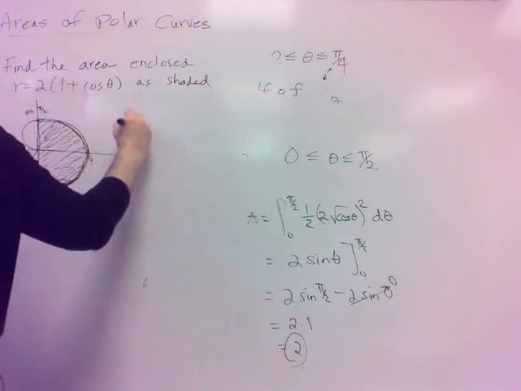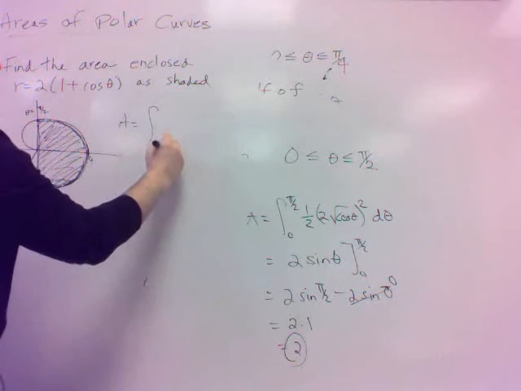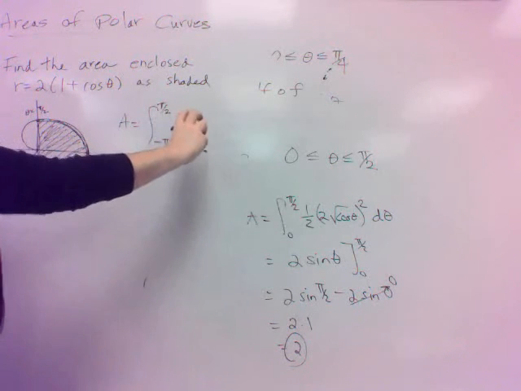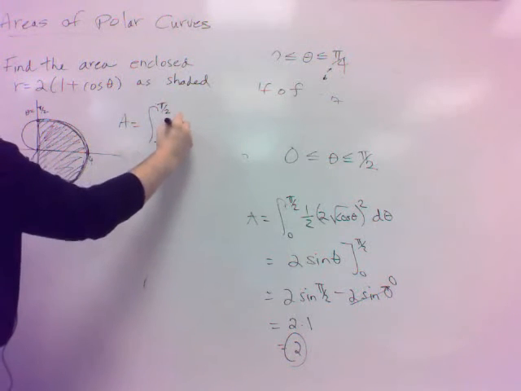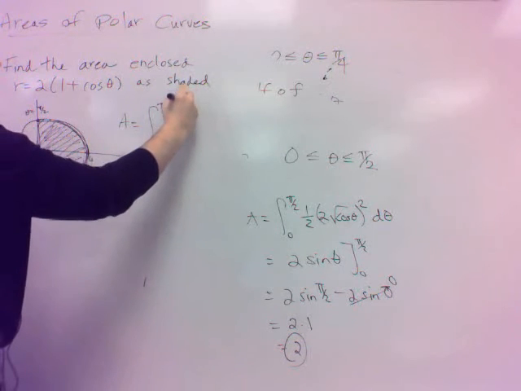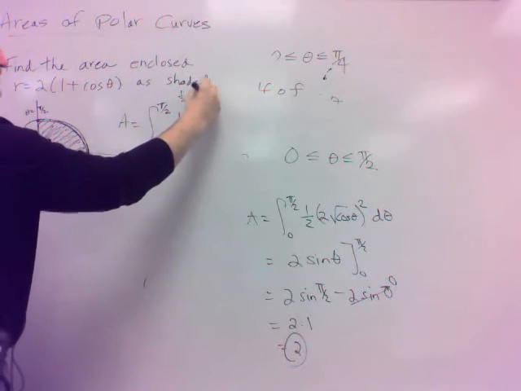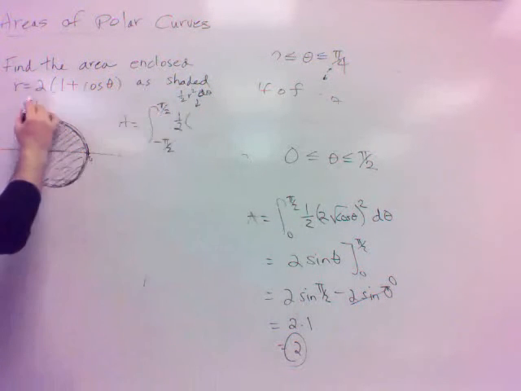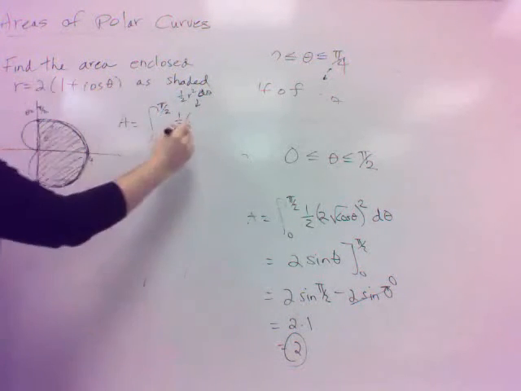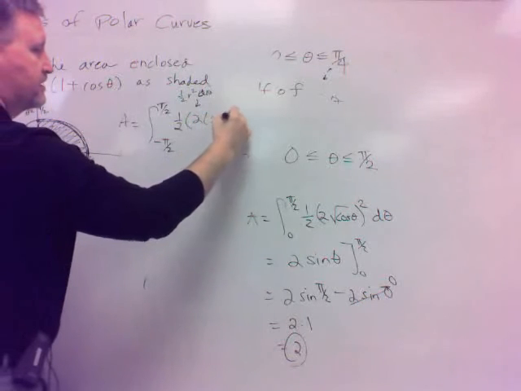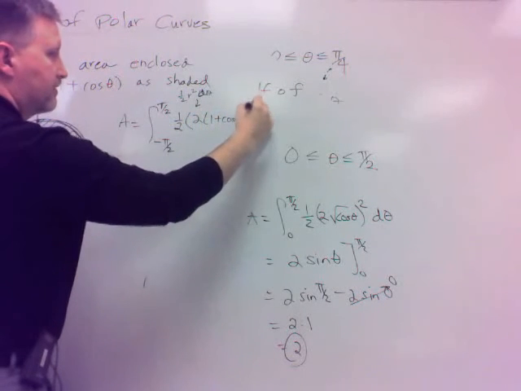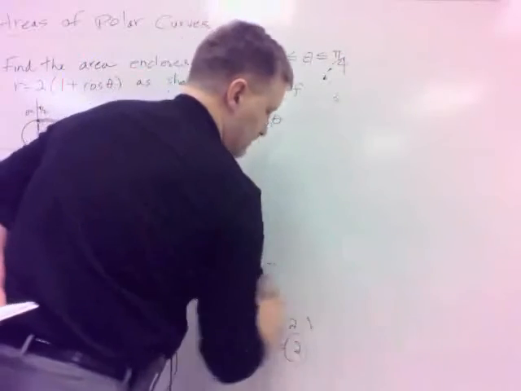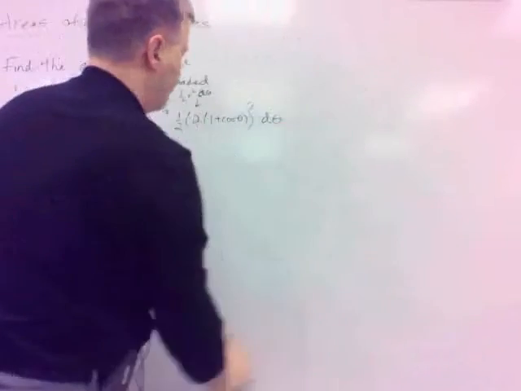So the area enclosed would be the integral from negative pi over 2 to pi over 2. Now what would be the inside part here? Well, it's 1/2 r squared d theta. So what goes here? Well, that's my r. So it'll be 2 times 1 plus cosine theta, squared, d theta. With me there?